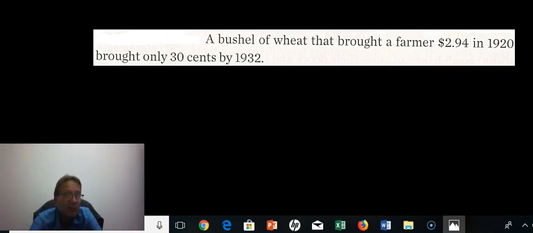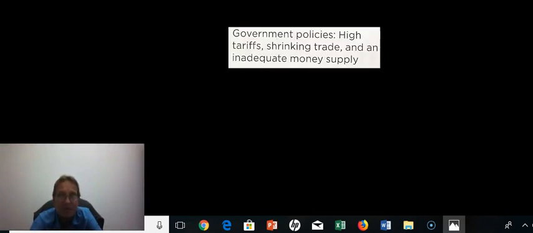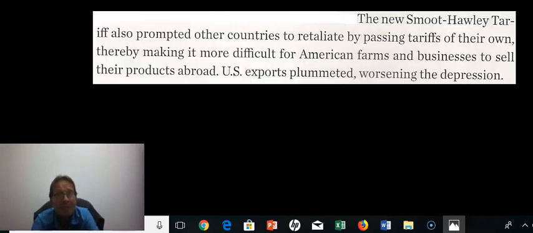This is just an incredible statistic, ladies and gentlemen. A bushel of wheat that brought a farmer $2.94 in 1920 brought only 30 cents by 1932. Incredible. You have poor government policies during this crisis. High tariffs, which leads to a shrinking trade and an inadequate money supply. The old problem of the 19th century has reappeared.